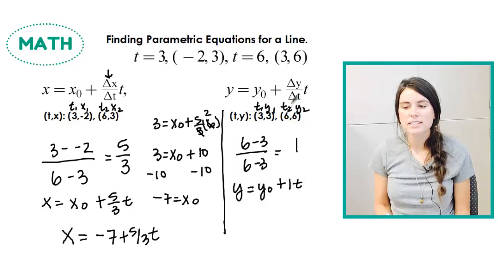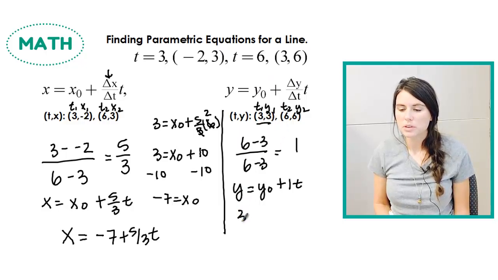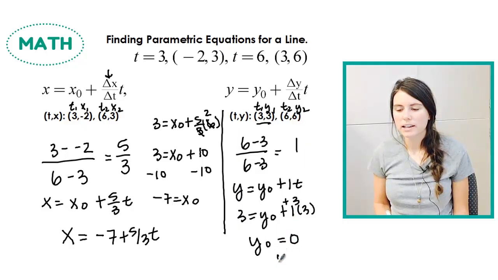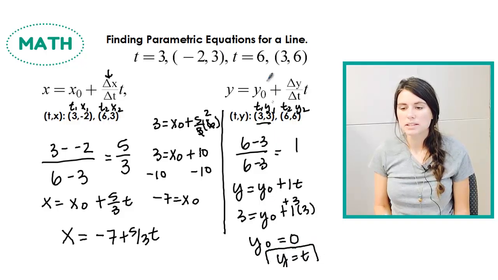And then to find my initial y, I'm going to plug in one of my points. So I'll just do 3, 3. So 3 is equal to my initial y plus 1 times 3. So my initial y, if I do 3 plus, this is going to become 3 over here. If I solve for my initial y, it will be 0, which should make sense. So then my equation for y is just t, which we can see that that is true here because our y and t values are the same.